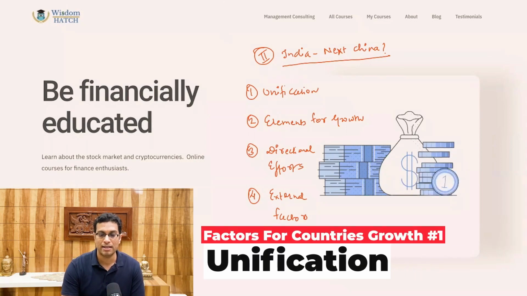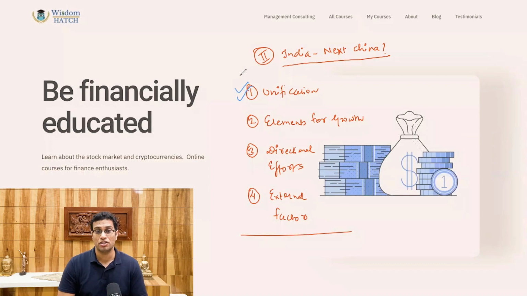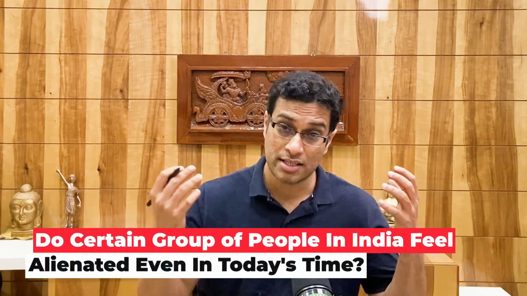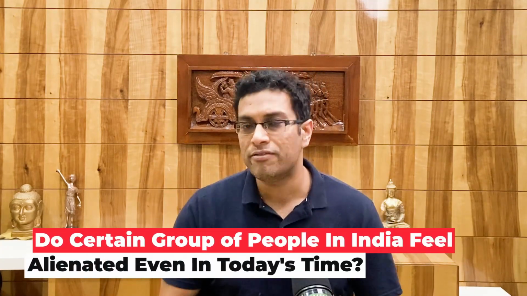The first key factor is that there should be unification of the nation. The people within that nation should not feel alienated. I will leave it to your imagination and tell me very honestly, do certain segments of people in India feel alienated or not? I am not trying to make this a political debate. I am giving you pointed, fact-based, analytical arguments on economics. So this is an opinionated thing. I can't show you data because there is no such research that has been done in India, but you can pretty much gauge the sentiments.